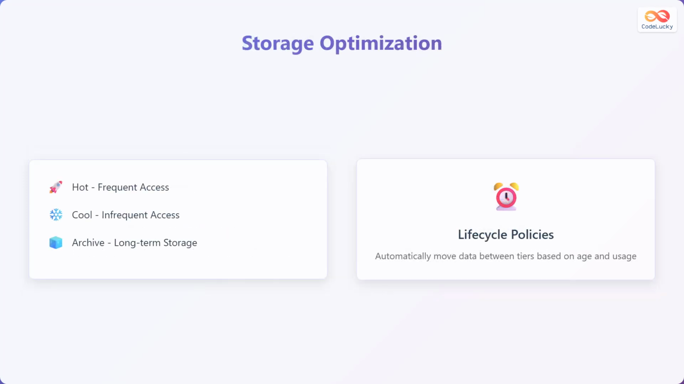Let's see how we can optimize storage costs. First, use storage tiers. Utilize different storage tiers based on access frequency. Hot storage for frequent access, cool storage for infrequent access, and archive storage for long-term data retention. Second, lifecycle policies. Implement policies to automatically move data between storage tiers based on age and usage patterns, reducing storage costs without manual intervention.